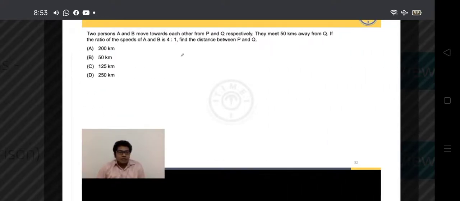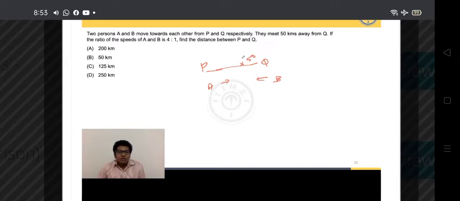Let's go to the next question. Two persons A and B move towards each other from P and Q respectively. They meet at a point which is 50 kilometers away from Q.